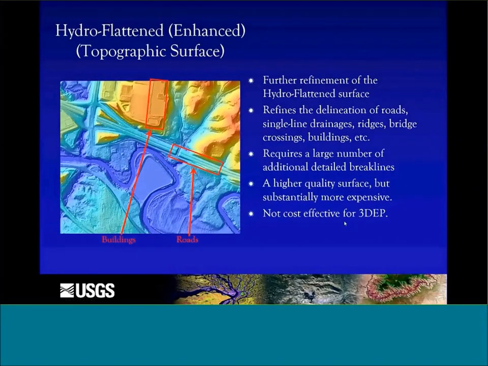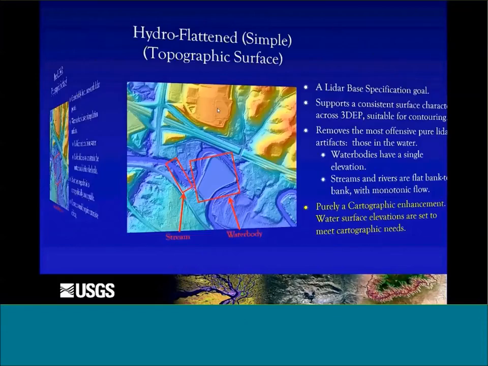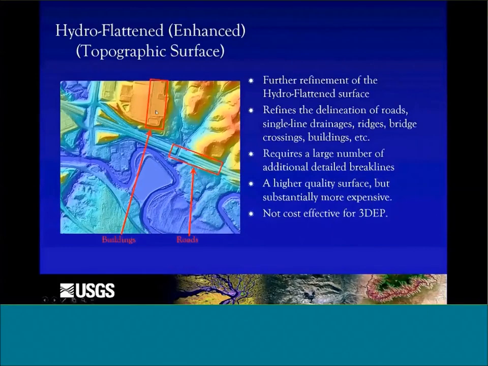We can also extend it a little more by adding more break lines. In this one, we've added break lines to define the road edge and break lines to define the buildings. If I go back real quick, you'll notice this building has triangulation over it because there are no points on the ground where this building sits. So here we've gone ahead and added them so that we get nice, pretty building footprints as well. Of course, that makes for a lot of additional collection, which does have a cost associated with it.